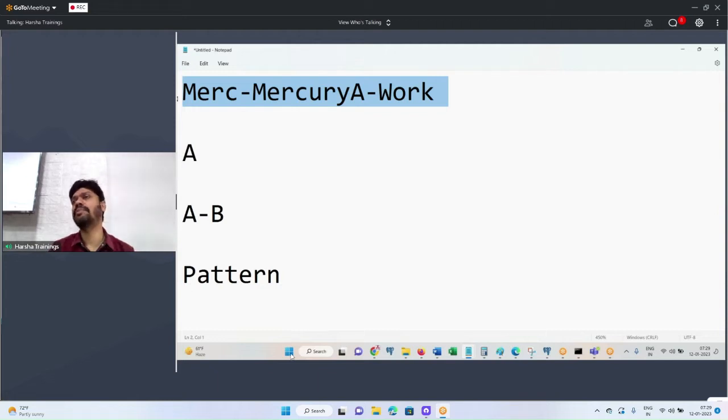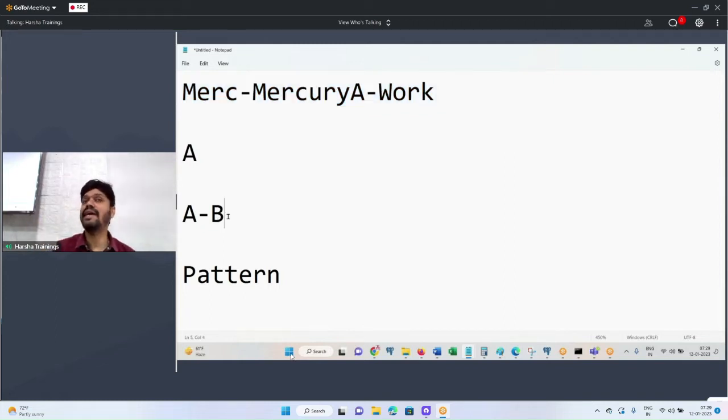So A dash B dash C is a naming pattern. How many classes are there? Three. What are those? A, A dash B, and A dash B dash C. This is how you need to read it. The second class, I did not create individually. While creating it, the name I gave was A dash B, concatenating to the previous class. The third class, while creating, I created like this: A dash B was already there, and I concatenated C, so A dash B dash C is appended with a hyphen.